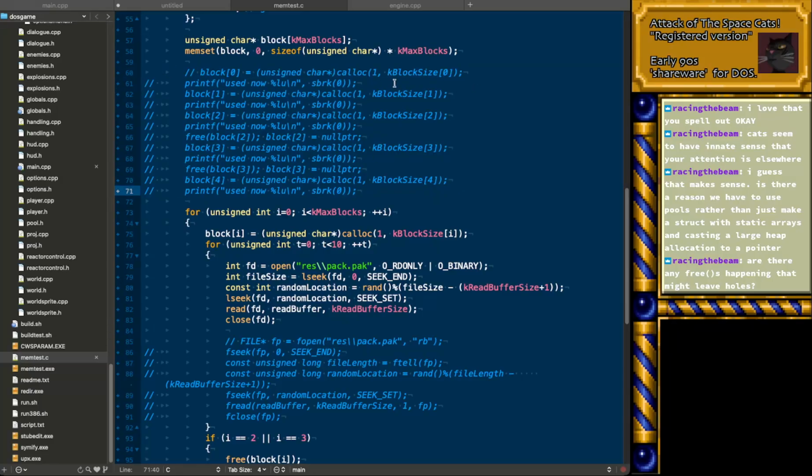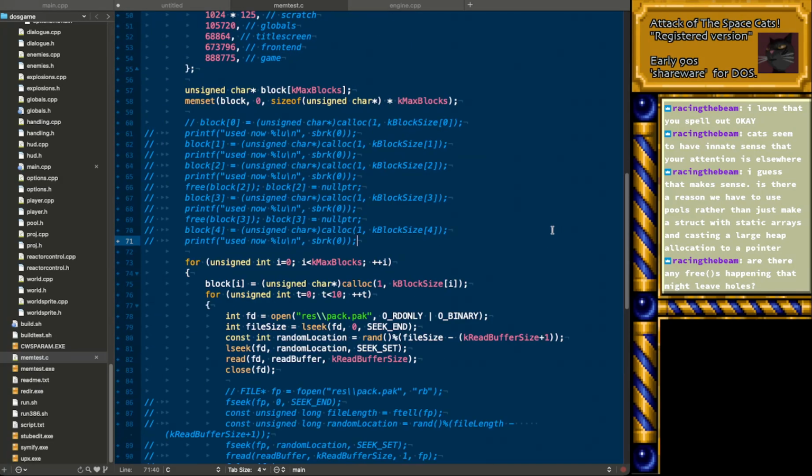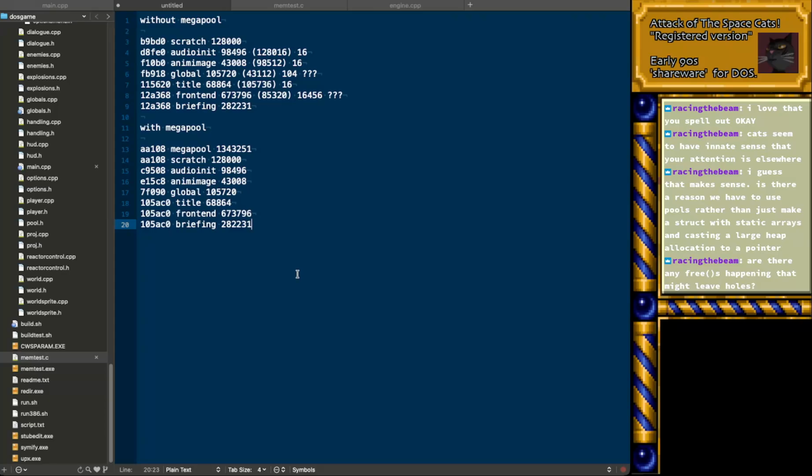Like, what happens if I allocate a bunch of big blocks and then I free some of them and then I reallocate some other ones? And it behaved perfectly nicely when I did that. It didn't do anything silly, which is what I assumed it was doing, just leaving a 64K hole here and there. But it doesn't seem to be doing that.